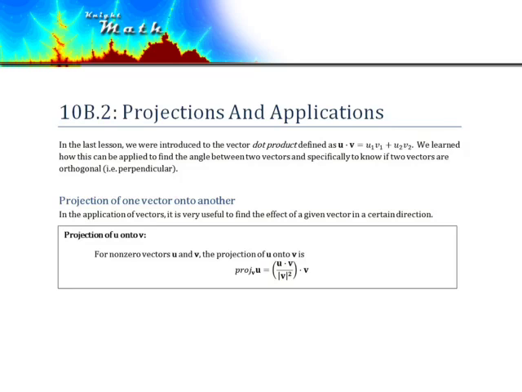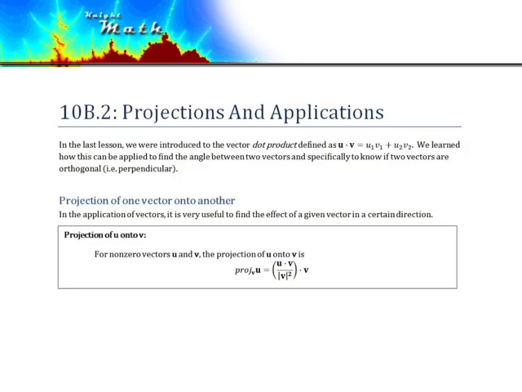So first of all, we've learned that the dot product of two vectors, u and v, comes from multiplying their first components, u1 and v1, and their second components, and then adding those products. And we've also learned that this can be used to find an angle between two vectors and see if they're perpendicular or not. Well, now we're going to see another application here. We're going to talk about projections.